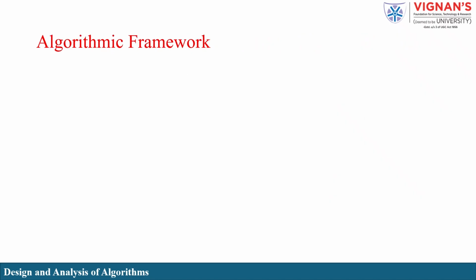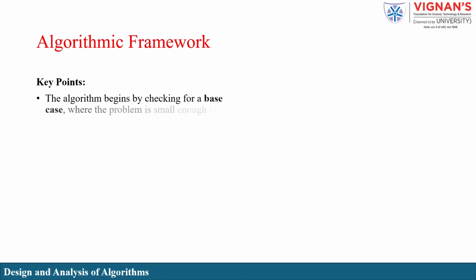In this section, we'll explore the algorithmic framework behind the divide and conquer approach. Let's begin with the key points. First, the algorithm starts by checking for a base case, a point where the problem becomes small enough to solve directly. If this condition is met, the algorithm returns a simple, direct solution.